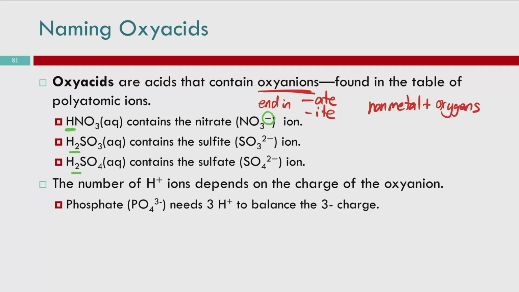H2SO3 and H2SO4 both have either the sulfite or the sulfate ions, oxyanions. Those have 2- charges, and so we have two hydrogens in front. It's just to balance out our charges so that we've got a neutral molecule. For example, phosphate, PO4 3-, has a 3- charge, and so we need 3 H+ to balance that charge out.